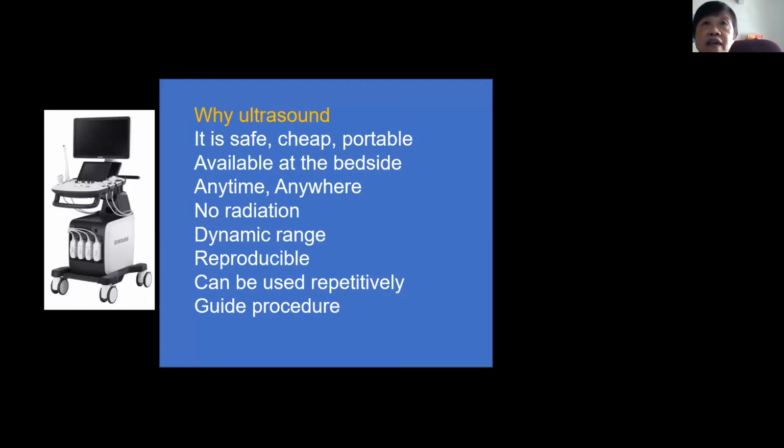Why do we talk about ultrasound? Because it is safe, cheap, and easily portable, and available at the bedside anytime, anywhere, and there is no radiation. It provides a dynamic range, is reproducible, and can be used repetitively to assess the progress of the condition, and we can also use it to guide procedures.